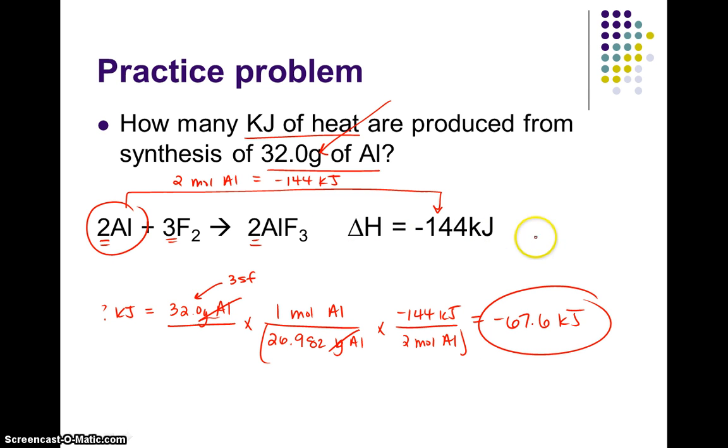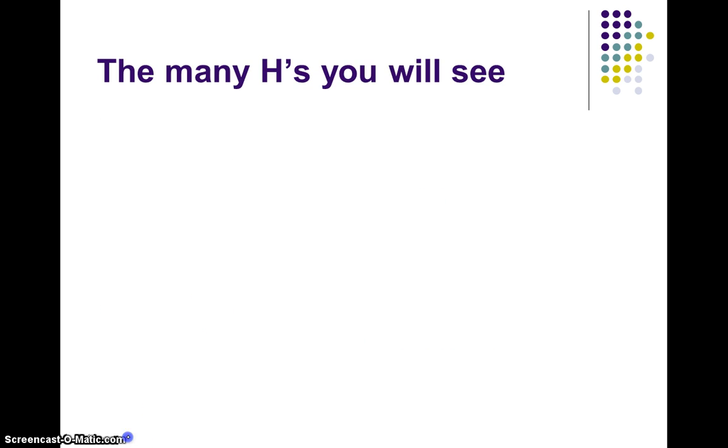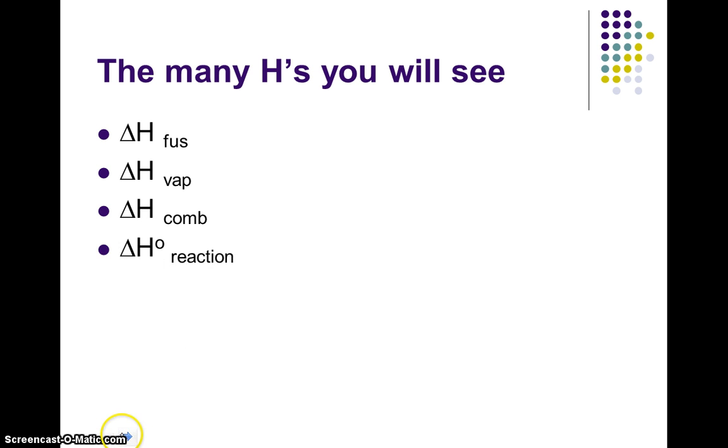But how exactly do we get this delta H number? That's going to be our focus for the video today. But before we get started, we've seen this delta H a lot. We've seen it in delta H fusion when we melt stuff. We've seen delta H vaporization when we evaporate stuff. And we're going to learn that we can see it in terms of delta H comb, which just means combustion, or delta H reaction, which means the enthalpy change for a reaction.